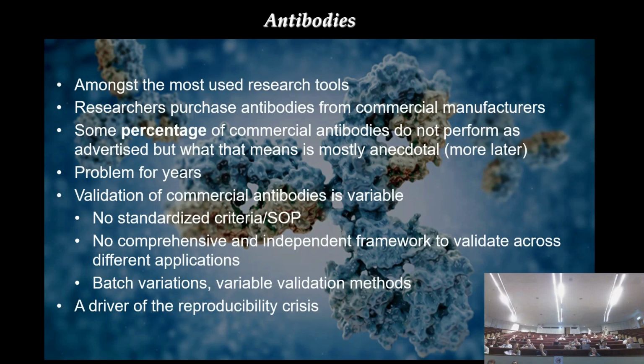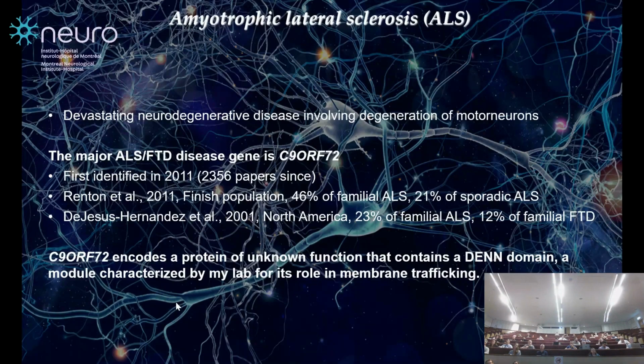So, to start, everybody knows this. Antibodies are amongst the most used research tools. Researchers purchase antibodies from commercial manufacturers, and some percentage of commercial antibodies do not perform as advertised. But what that means is really mostly anecdotal, and I'll have some data on that later. It's been a problem for a long time, and the issues are well understood in this room. Validation of commercial antibodies is variable. There's no standardized criteria or SOPs, no real comprehensive or independent framework, batch variations, variable validation methods. And this is part of a driver of some issues with reproducibility in science.